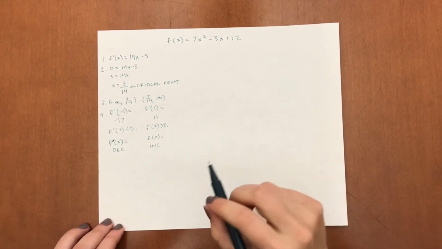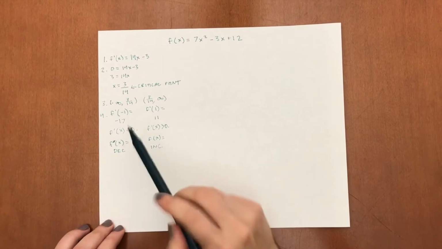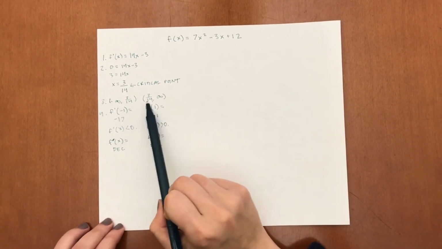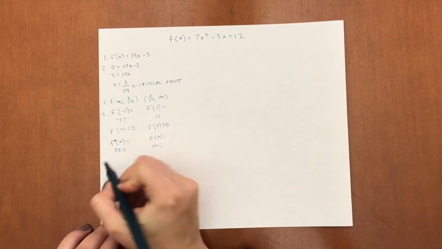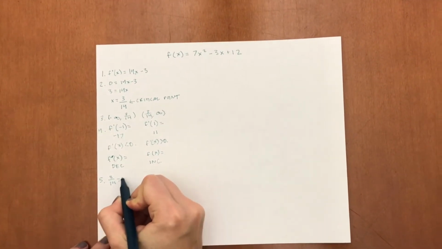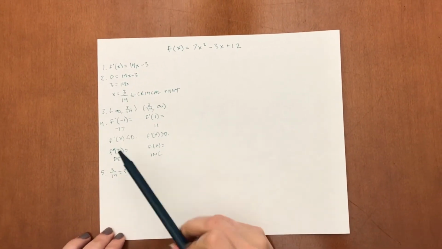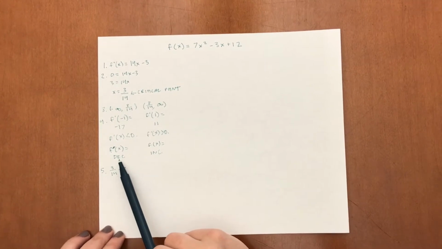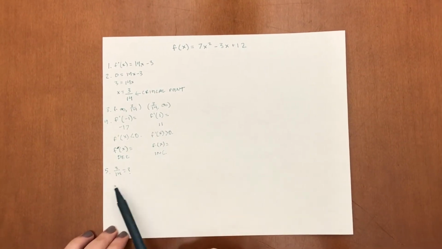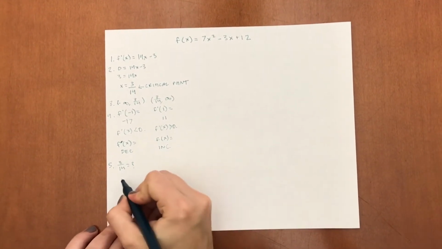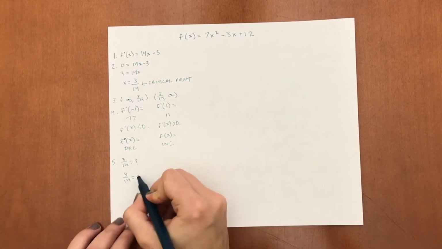So now that we have our intervals, we want to find out what's going on with 3 over 14, our critical point. So because our function goes from decreasing to increasing, we know that 3 over 14 is a local minimum.